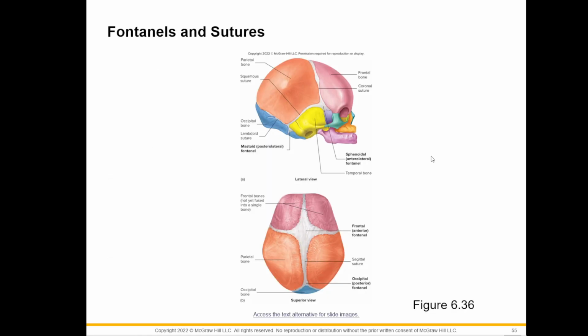Also, we've already mentioned this, the sutures and fontanelles. So sutures are the connection between two bones, especially in the skull, and fontanelles are the holes formed by the non-union. So like this one, the frontal bones and the parietal bones have not yet joined together. So it forms a hole in the middle, a diagonal or diamond-shaped hole, and you call that a fontanelle. So we have two, the frontal fontanelle and the occipital fontanelle.